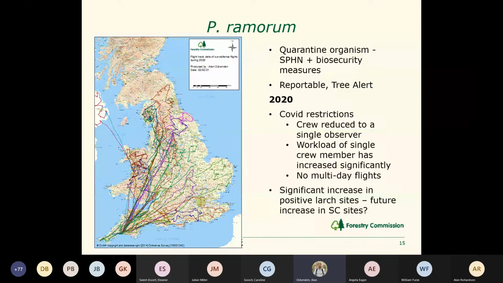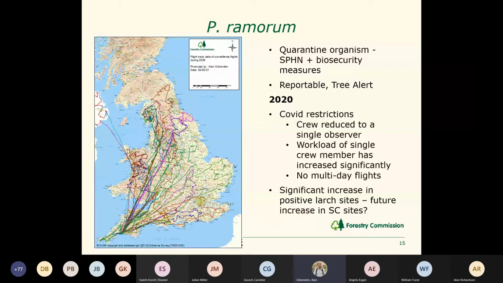So the map you can see on the side here was our aerial survey activity last year. Primarily, sweet chestnut is a little more difficult to spot those fine symptoms on, as we've seen earlier looking at the epicormic infections. It's a little difficult to see that from the air. We can pick up to a certain extent the larger infections and the dieback that happens within the crown. But primarily we're looking at larch when we're doing these surveys. Last year, same as everybody, we had COVID restrictions, so we're now down to a single crew member in the aircraft, which has made it still an effective survey, but it's taking more time because we've only got one set of eyes instead of three.